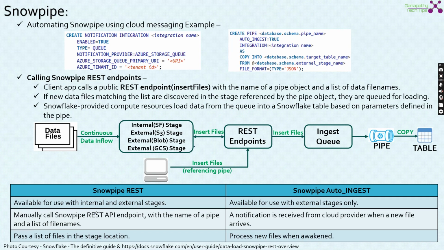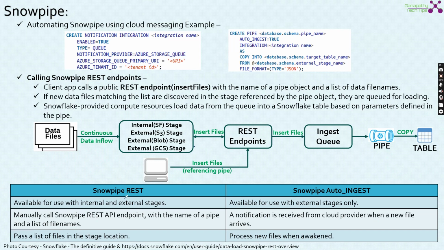Important point to note. Manually, you can call the REST API endpoint with the name of the pipe and a list of the file names. This is again an additional opportunity, but with Auto Ingest a notification is received from the cloud provider when a new file arrives. As simple as it is, it's a completely automated fashion. Automatically, when data is loaded into cloud storage, the entire pipeline will be triggered, but with the REST API you can manually call it.